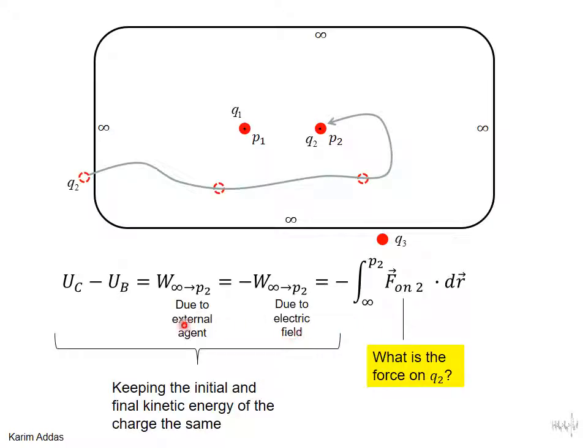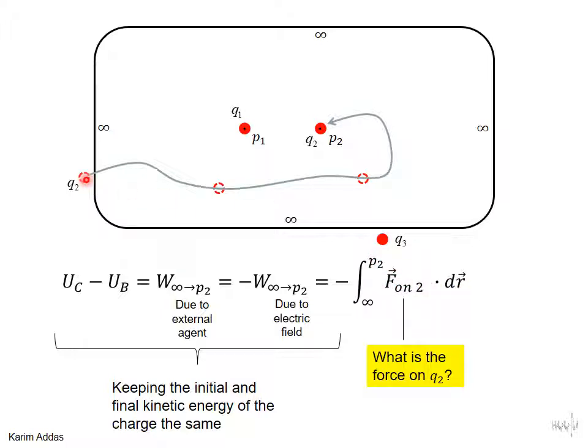So, like before, the difference in energy between two different configurations is equal to the work done by the external agent to move charge Q2 from infinity along some path to point P2. And we said before that the work due to the external agent is the negative of the work due to the electric field. Okay, what is the work due to the electric field? It's integration from infinity to P2, the force on 2 dotted into dr.